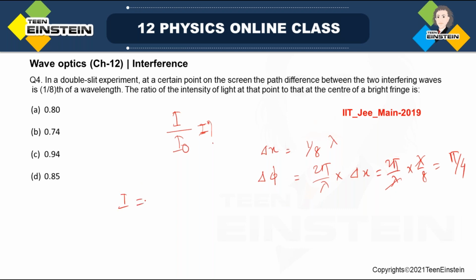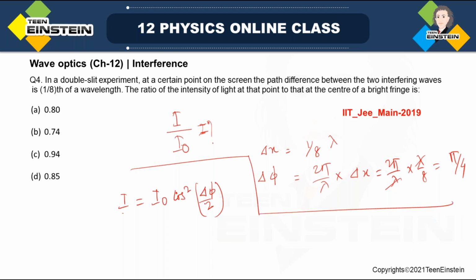Now what we know is that I is equal to I naught cos square delta phi by 2. Here I is the intensity at any point, and I0 is the intensity at the central point, the central maxima. So this is the intensity at the central bright fringe, and this is cos square pi by 8. I0 means I max, the intensity of the central maxima.